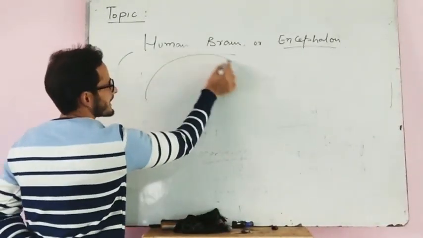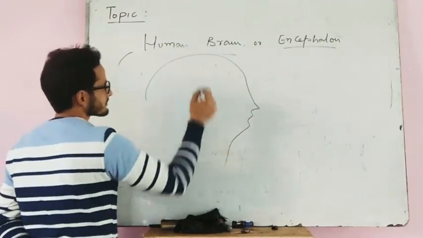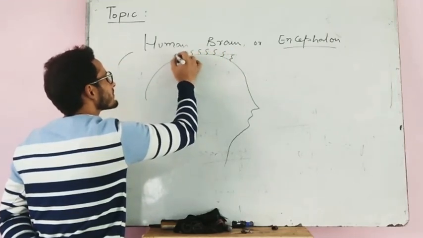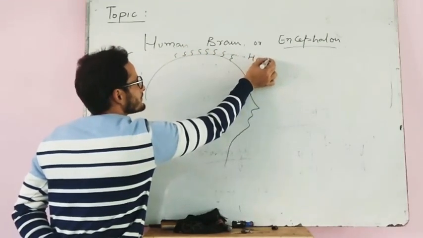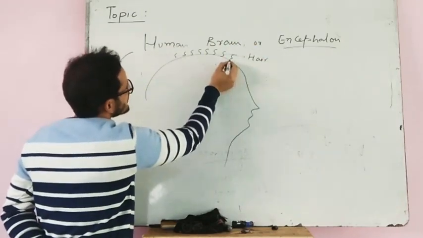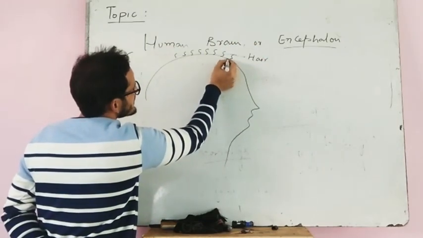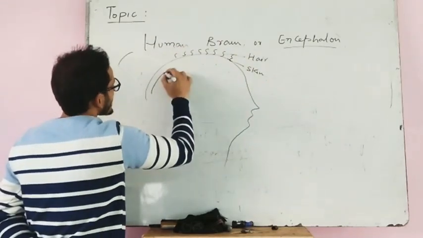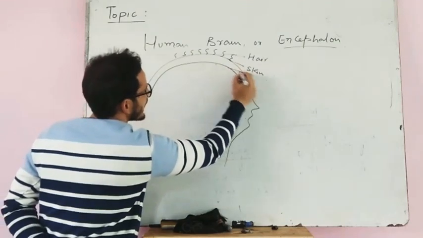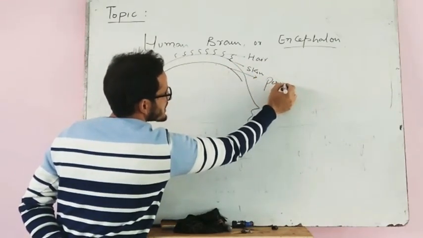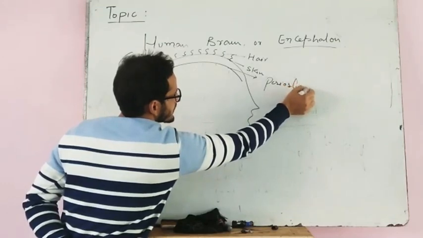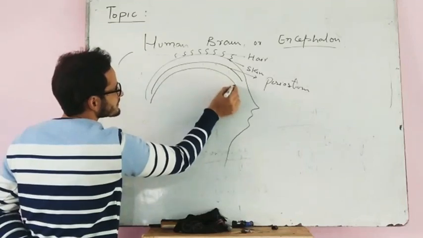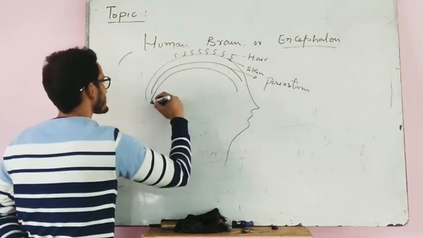Just this is the head. For example, this is the hair on the upper part of the head. Just below the hair we have the layer of skin. Below this skin there is one more layer, which is called periosteum, and below this periosteum we have the bone of skull.